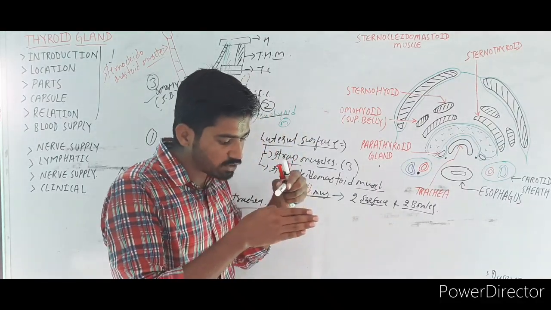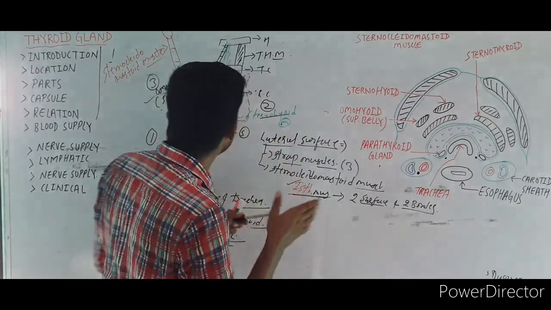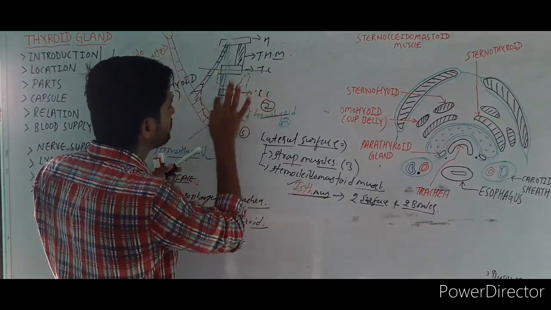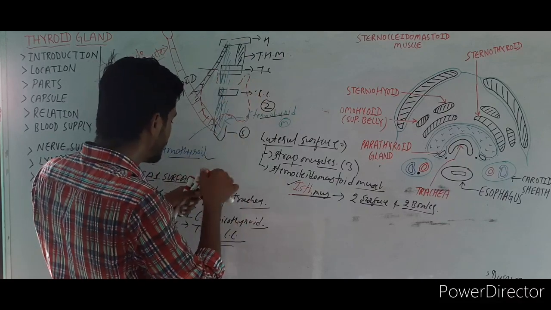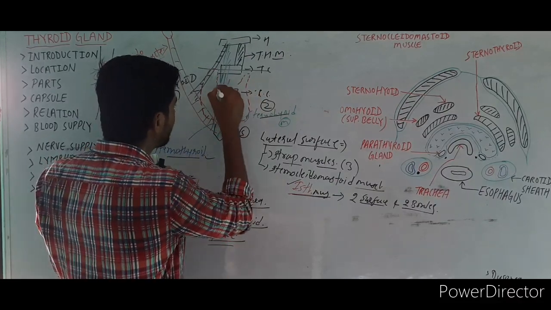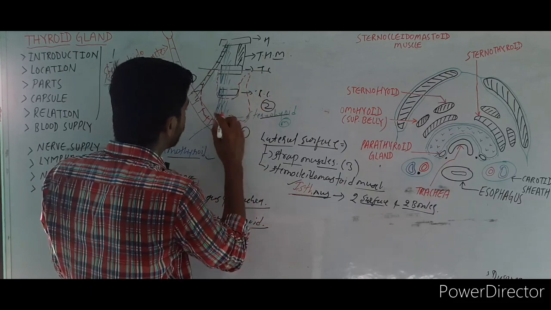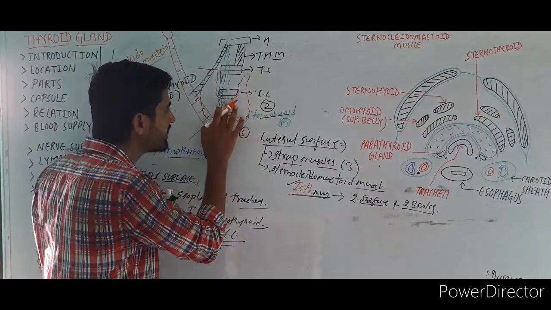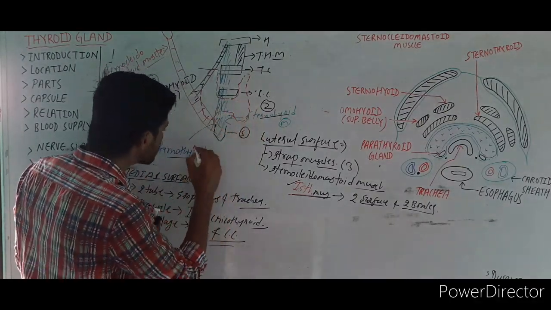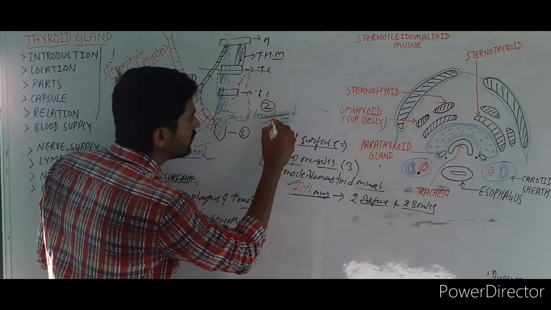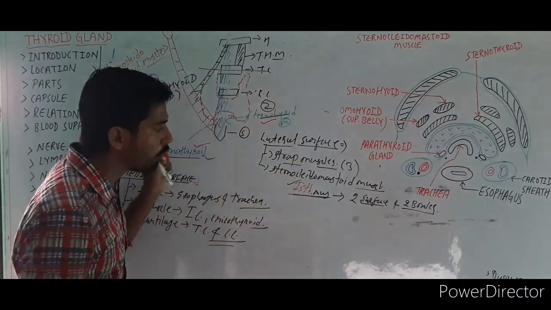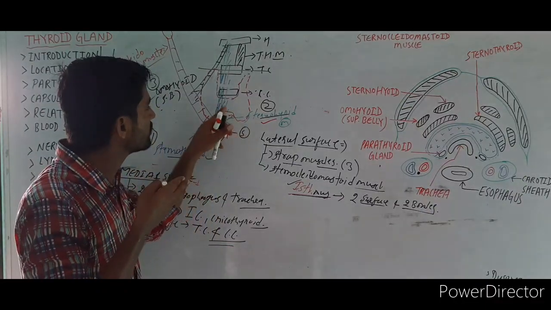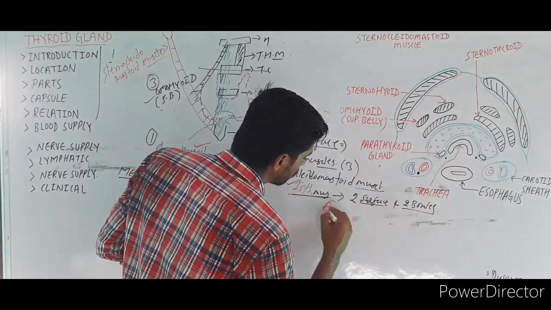So can I talk about the anterior surface? Now you tell me, this is our thyroid gland, right? So the thyroid gland is like this. This is the isthmus, this is the anterior border, this is the anterior surface. So which two muscles? Sternohyoid and sternothyroid, both are the relation of the anterior surface of the isthmus. So the anterior surface is over.